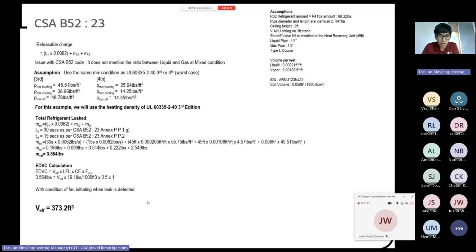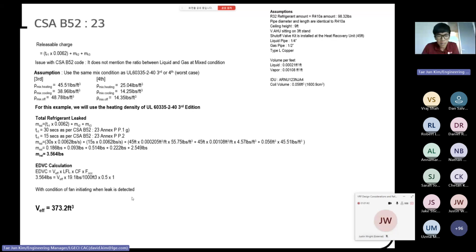Remember how I mentioned earlier that with the R410A, the limit on it was 3,700 cubic feet. And because of that reason, I had to split the system. Using this R32 system and utilizing the shutoff valve, I can reduce this volume by tenths.